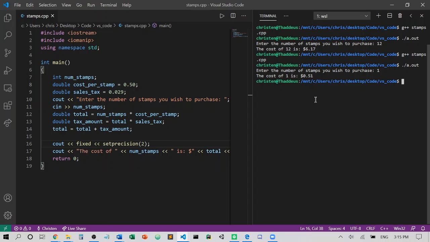Of course, you can always go back and double check your answers, your output, by doing these calculations on paper. But everything looks like it's coming out correctly, so I'm going to end the video here.